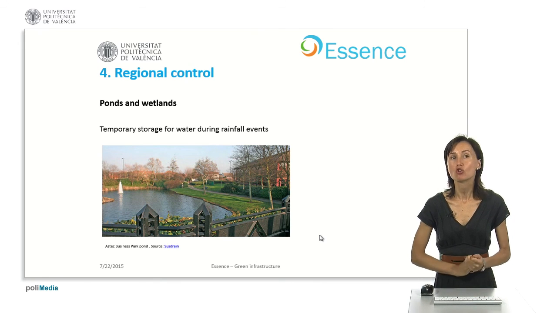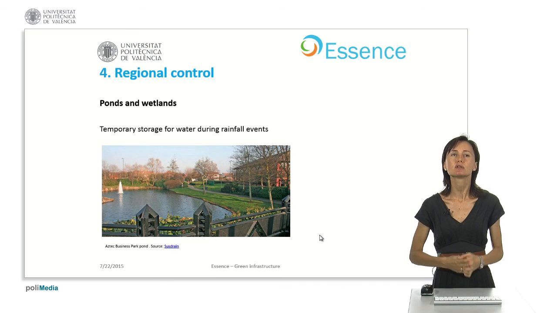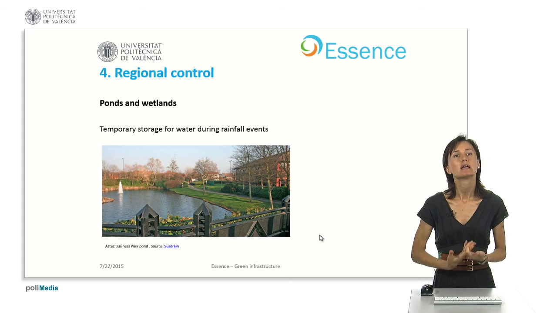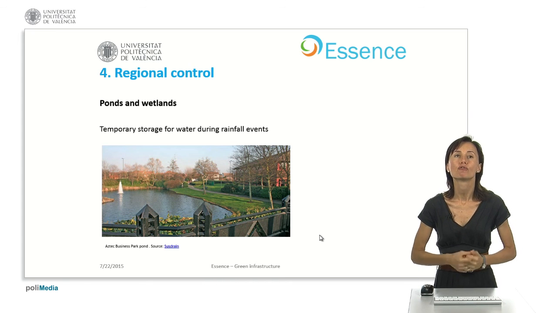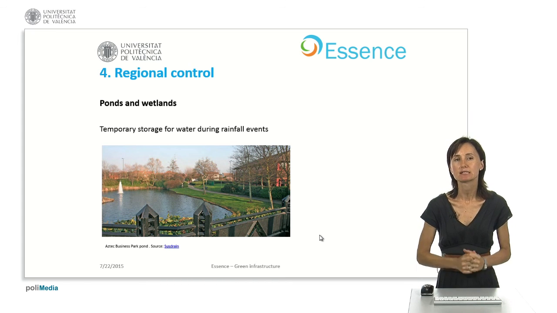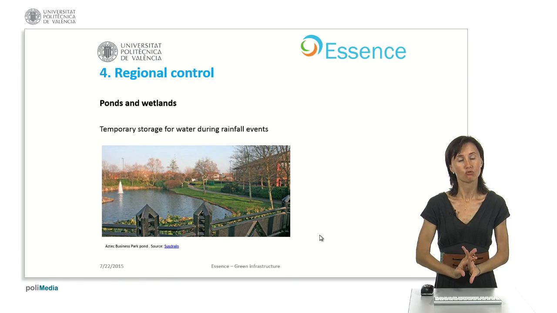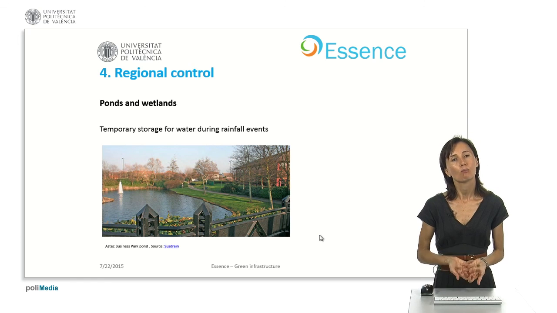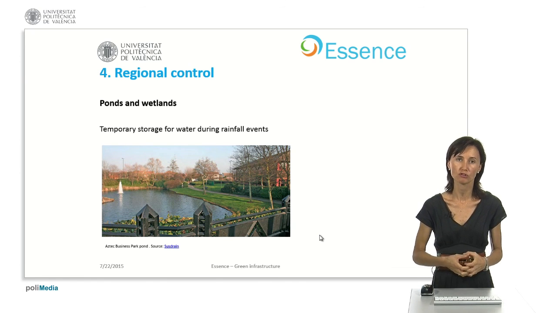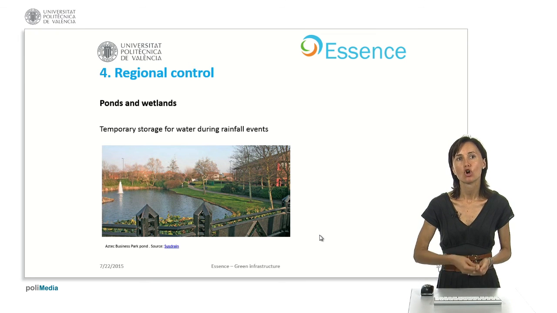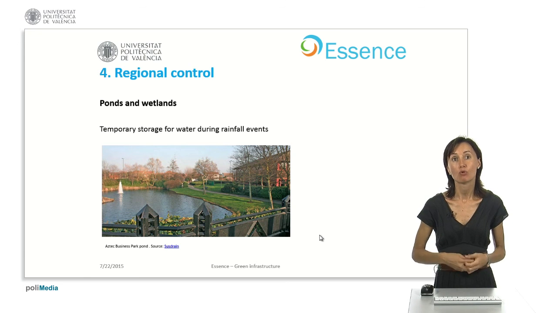Concerning regional control components, the most characteristic elements are ponds and wetlands. They allow temporary storage for water during rainfall events. The main difference between wetlands and ponds is that ponds have a higher focus on storing water, while wetlands have a higher focus on treating pollutants.